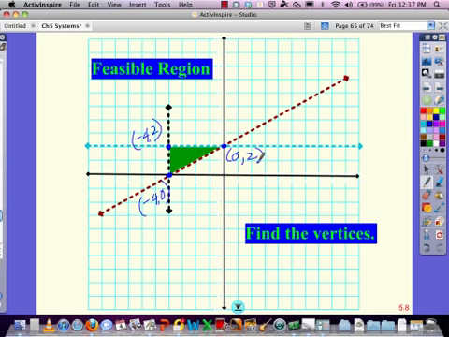Now, what I want you to think about, though, is what if I would have had a region that was more like this? And my points don't land exactly on whole number values. You still should be able to find those vertex points. So in this case, right there, right here, and here for the third one.